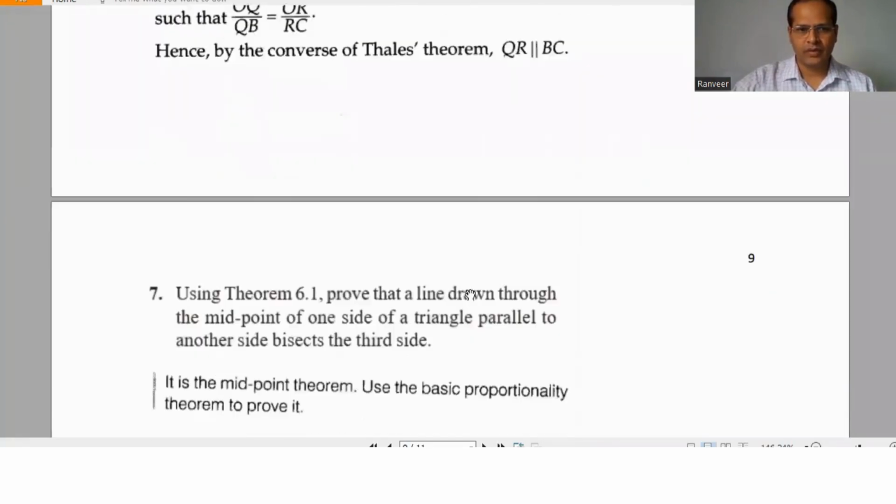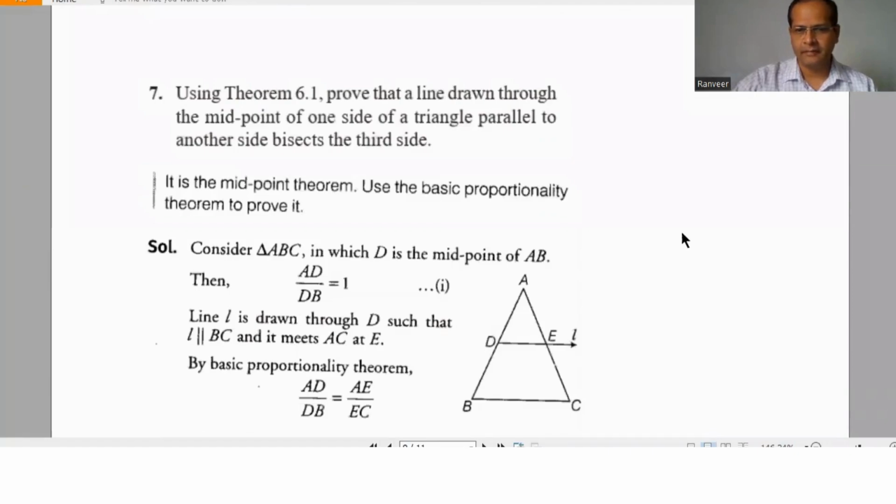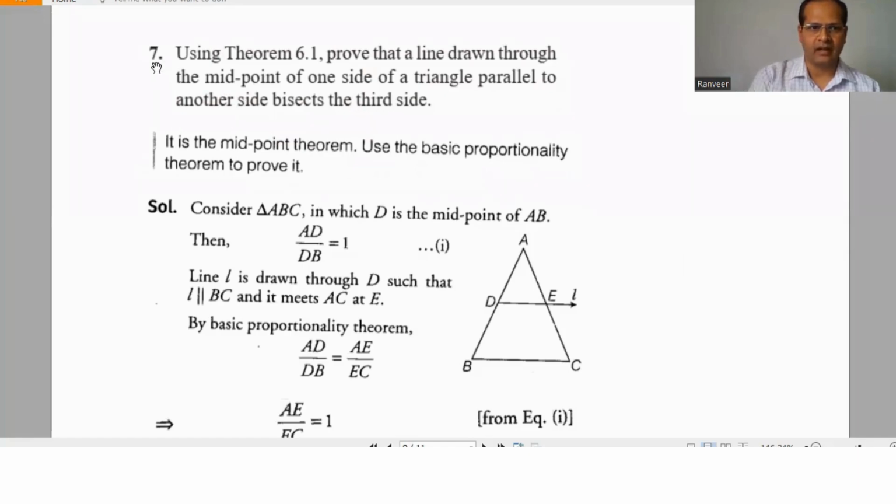Now question number 7. Using theorem 6.1, prove that a line drawn through the midpoint of one side of a triangle parallel to another side bisects the third side. So in the triangle ABC, D is the midpoint of AB, where we can say AD by DB equal to 1.